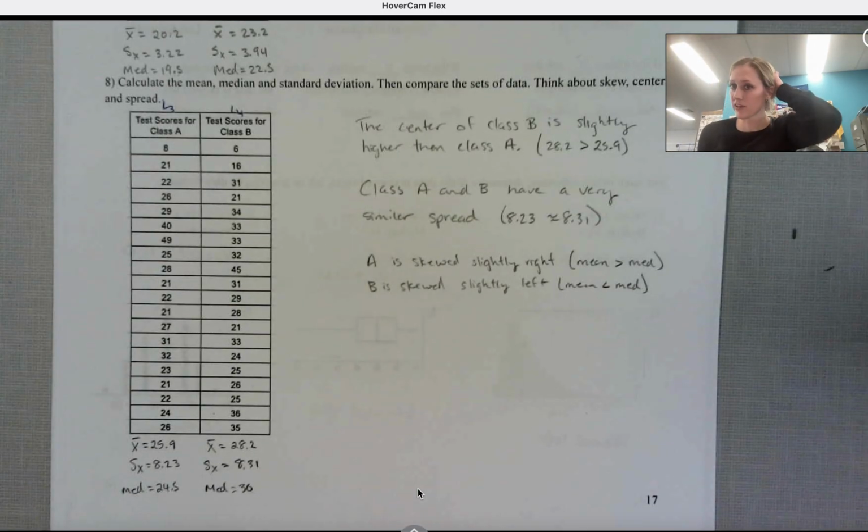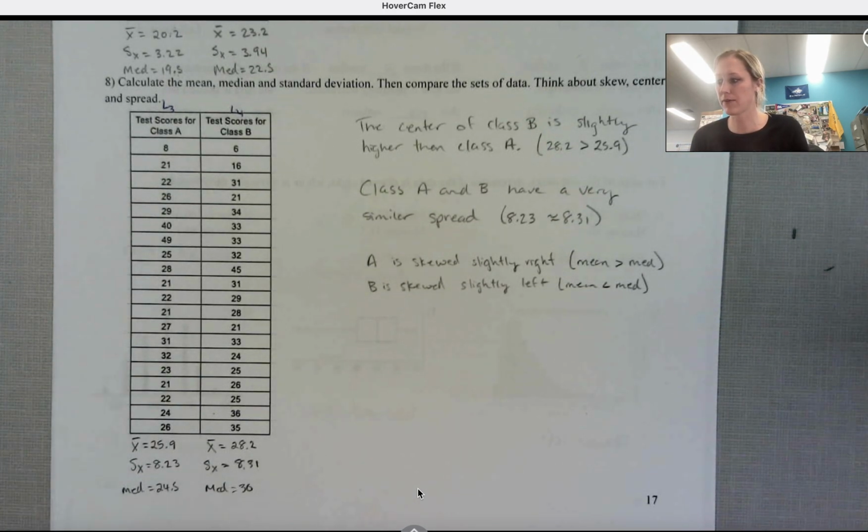Okay, so basically we're just using the tools we already know, but we're going to do it for two different data sets and compare. So again, the things we want to talk about are the center or the mean, comparing those, the skew, and the spread. Okay, skew we're going to look at comparing the mean versus median, and then the spread we're going to look at the standard deviation to determine that.